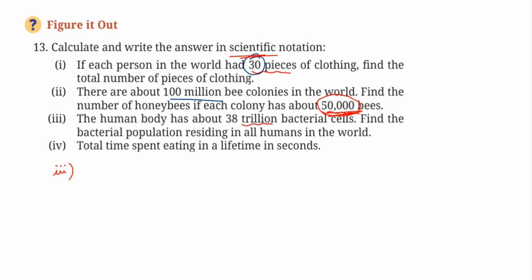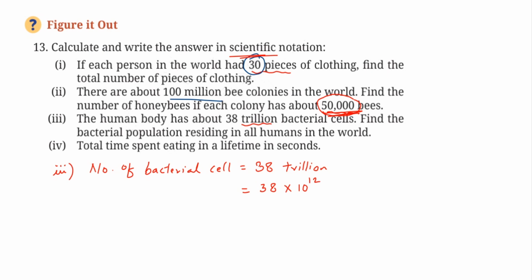Right? So number of bacterial cells, how many are there in one person, one human body? It's 38 trillion. Trillion means, remember, 12 zeros will be there. 1 followed by 12 zeros. So we can write this as 38 times 10 to the power 12. Now here we have to find the total population, right? Total population is, we have used the same thing in the first question. It is 8.2 billion people.